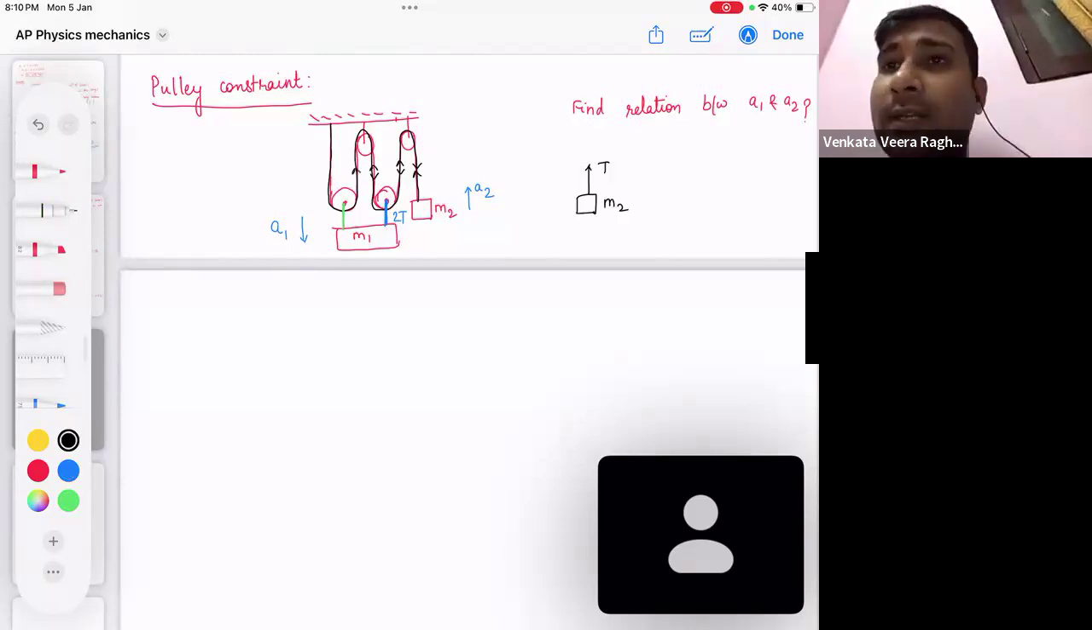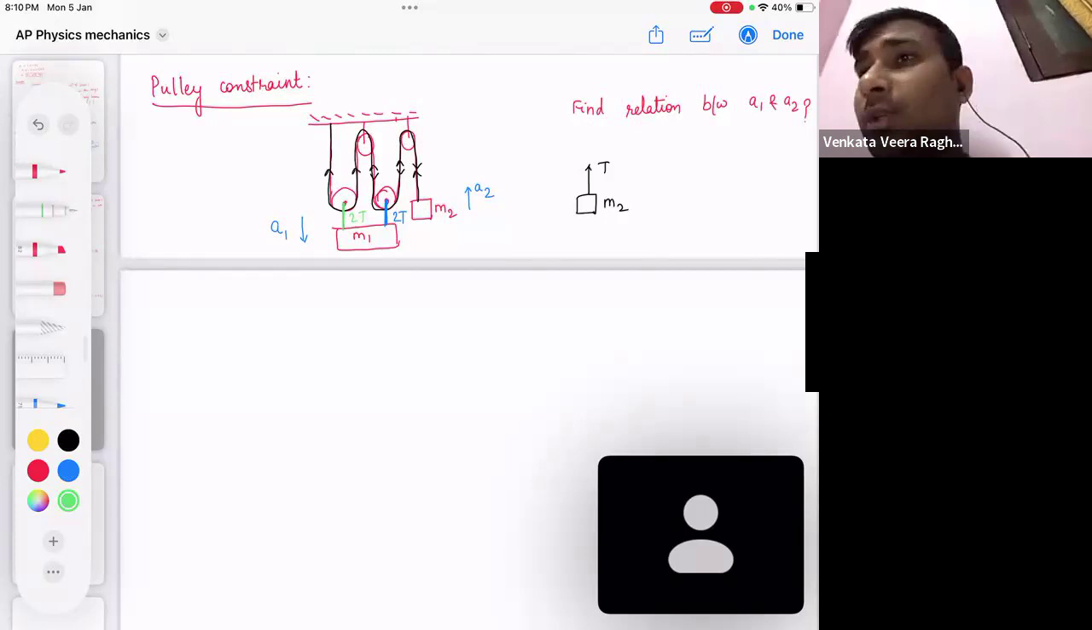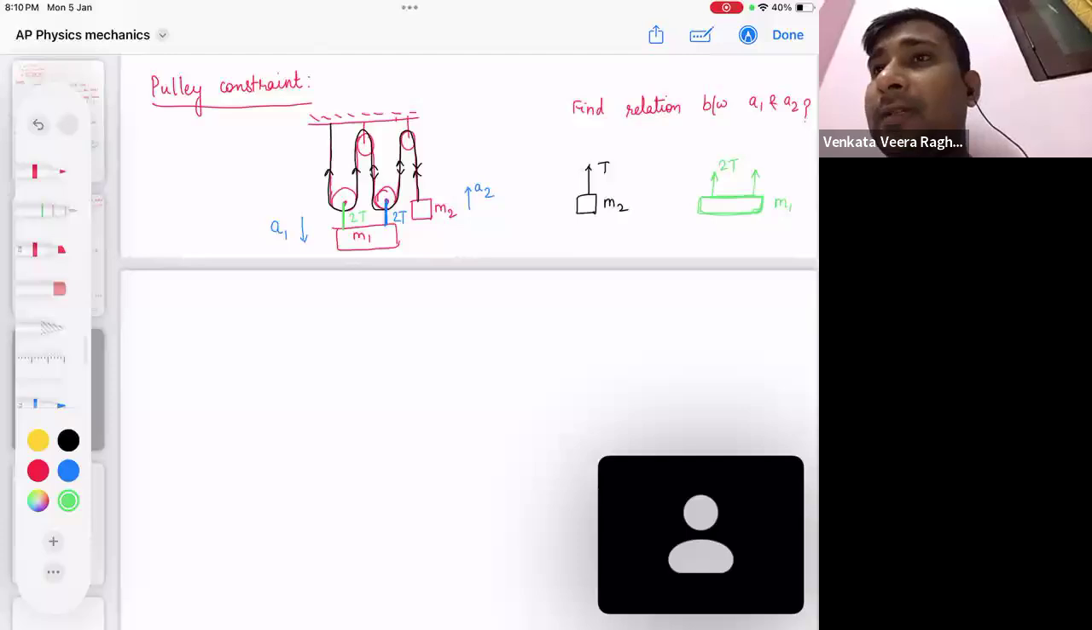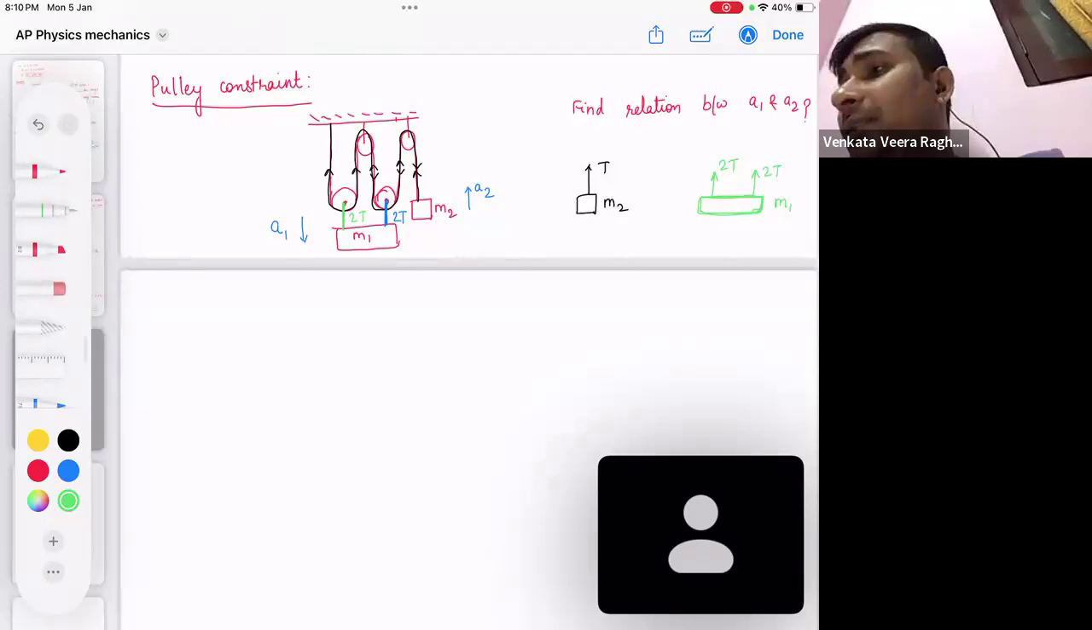Look at this green one. Again, here the tension is T, here the tension is T. So in the green string, 2T will be acting. If you look at the M1 block, how much tension is acting on it? It is 2T and another 2T, 4T. Please tell me first, do you understand the value of tension in both the blocks? Please tell me.